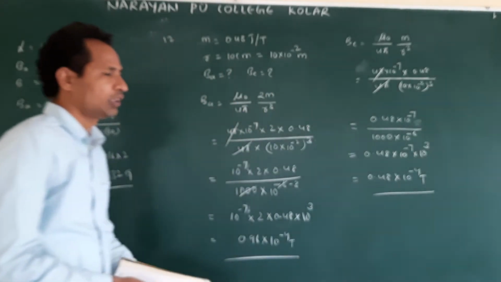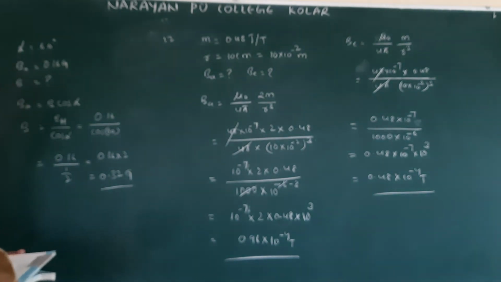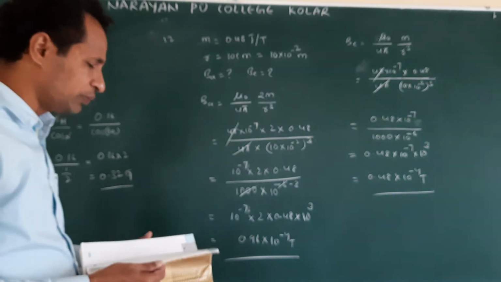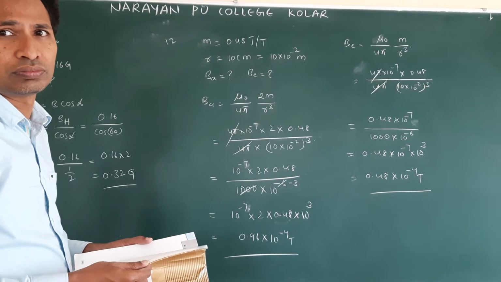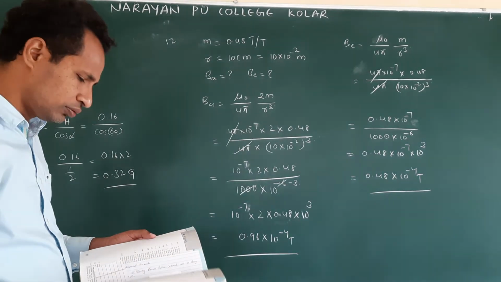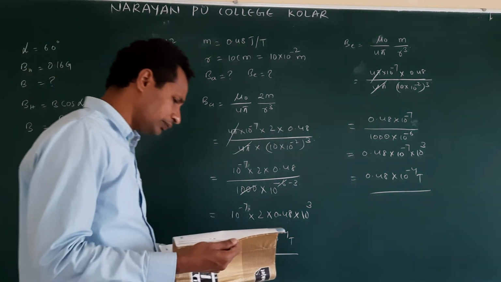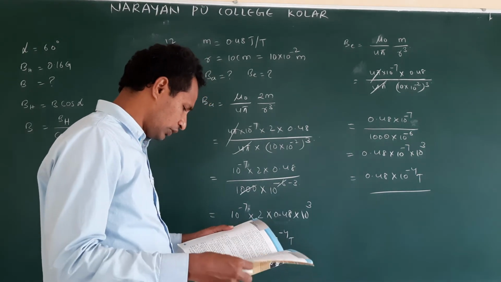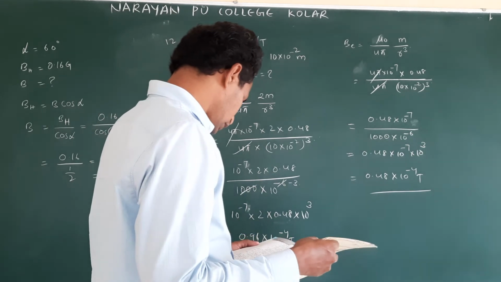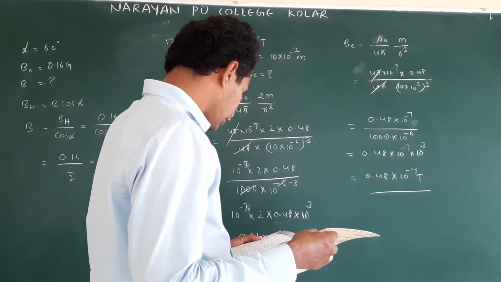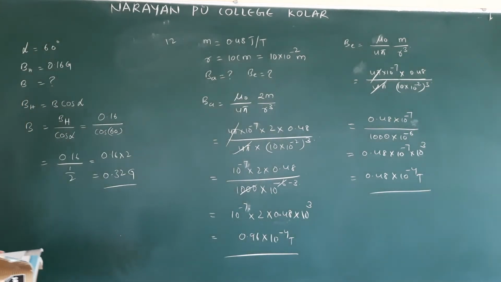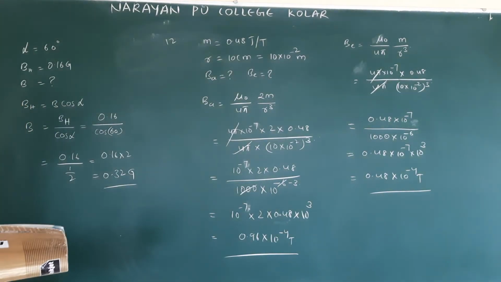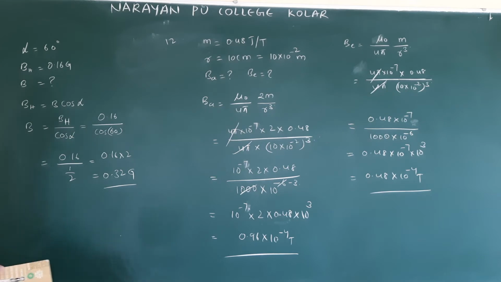Yes, sir. Clear? So let me check these two answers. They ask the direction. On the equatorial line it acts from north to south, and it is question number 12. Yeah, 0.96 and 0.48. For B, direction is north to south, and for A, south to north.